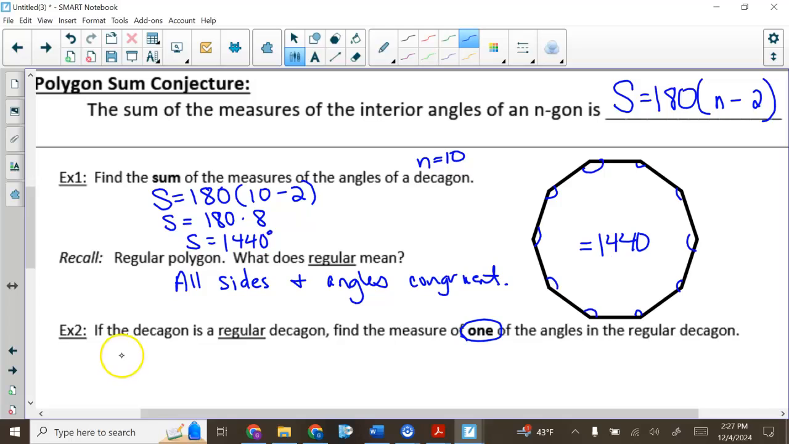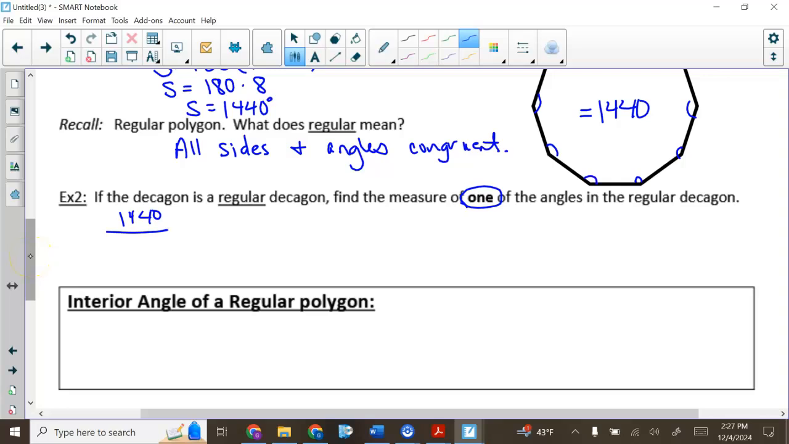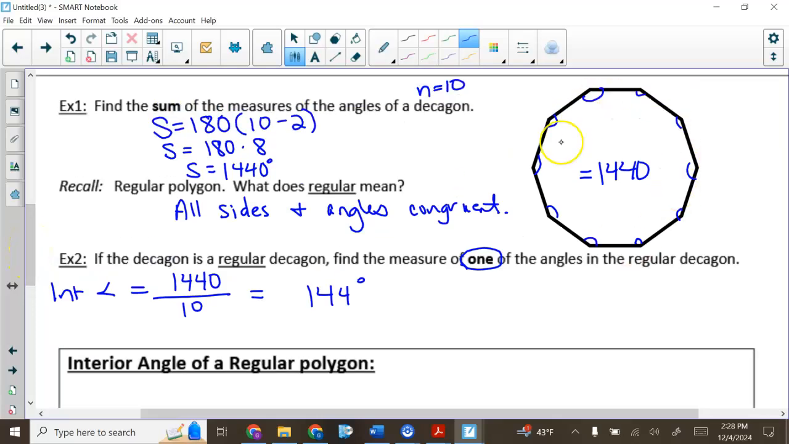So what I'm going to do is take that 1,440 degrees and divide it by the number of angles, which is the same as the number of sides. So we're going to say what each angle is: 1,440 divided by 10. So that's going to get us the interior angle. So then that's going to be 144 degrees. So if all 10 of these angles were exactly the same, they're going to be 144 degrees, 144 degrees, and so on. They'll all be the same degrees.